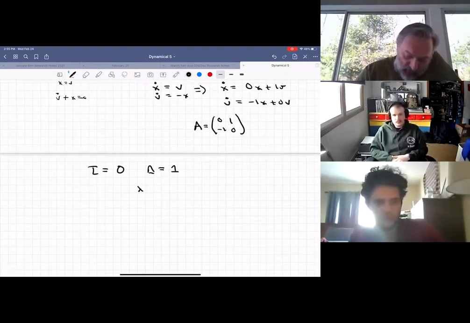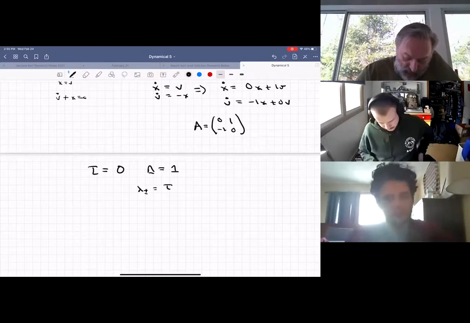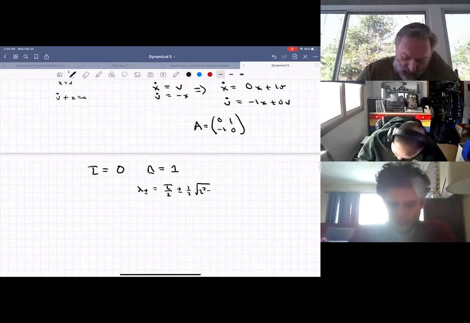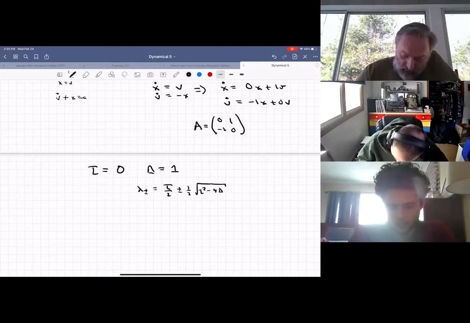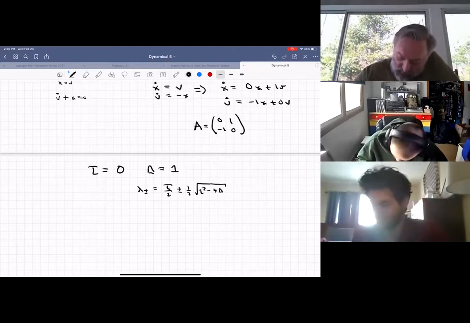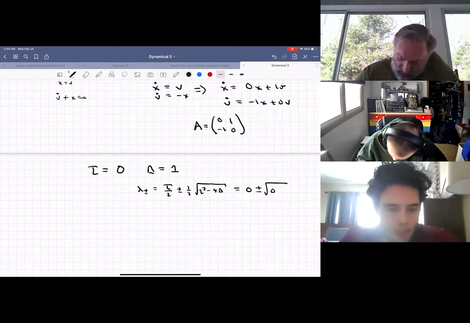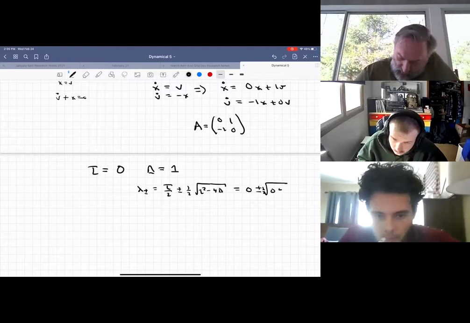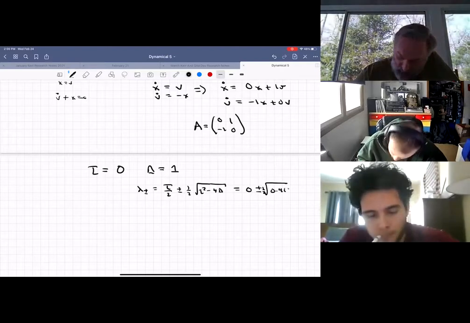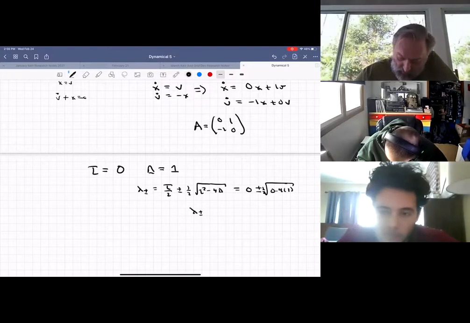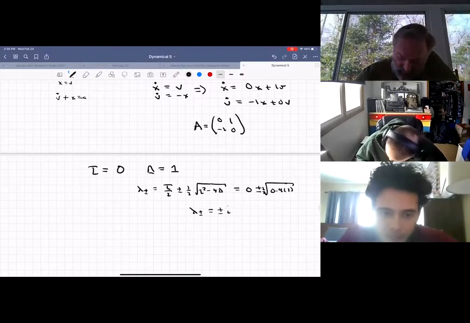And now my eigenvalues: trace over 2 plus or minus a half the square root of trace squared minus 4 delta. My eigenvalues would be 0 plus or minus, well, there's a half out front, the square root of 0 minus 4 times 1. My eigenvalues are plus or minus i.